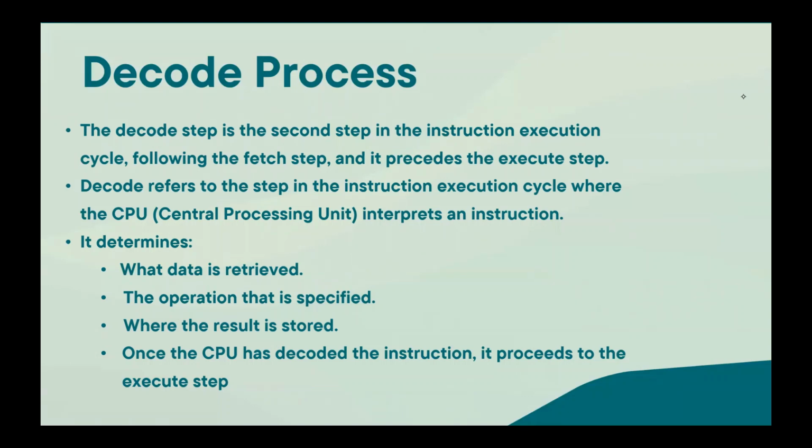The CPU also determines what data is to be involved in the operation, such as the operand or the memory address where the data is stored. Once the CPU has decoded the instruction, it proceeds to the execute step, where it performs the specified operation on the specified data. The decode step is a critical part of the instruction execution cycle as it allows the CPU to determine what operation to perform and what data to use, enabling it to carry out the intended computation.